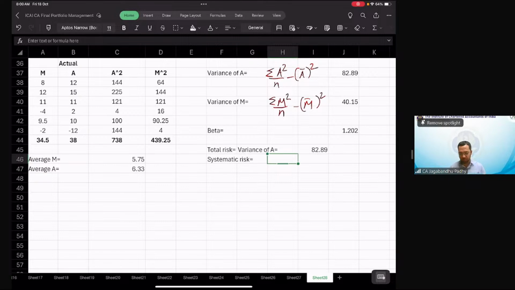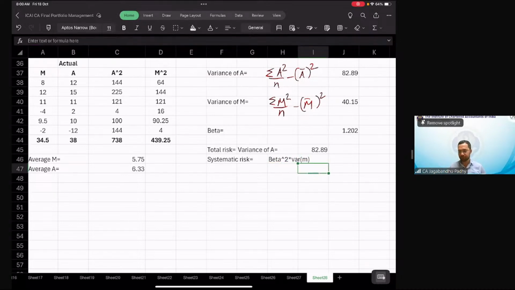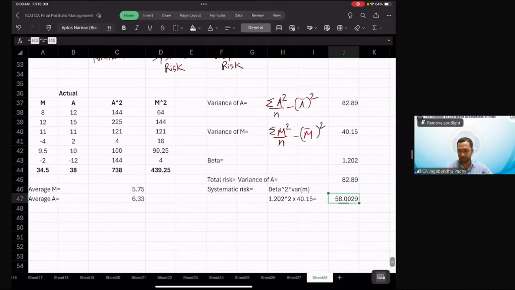Systematic risk is computed as beta square multiplied with variance of market. So this is beta square. Now beta square, when we say it is 1.202 square, right? And you multiply it with variance of market, which is 40.15. So we get the systematic risk to be 1.202 square into variance of the market, which is 58.